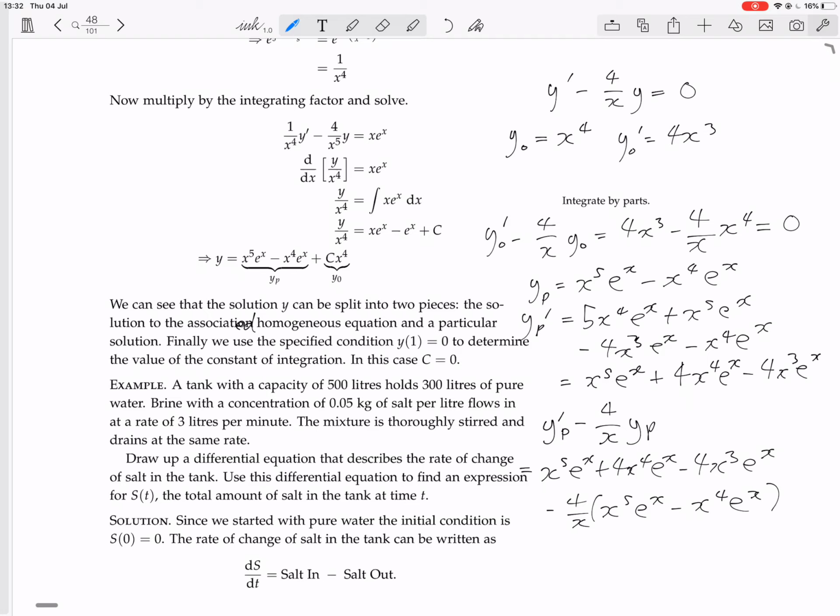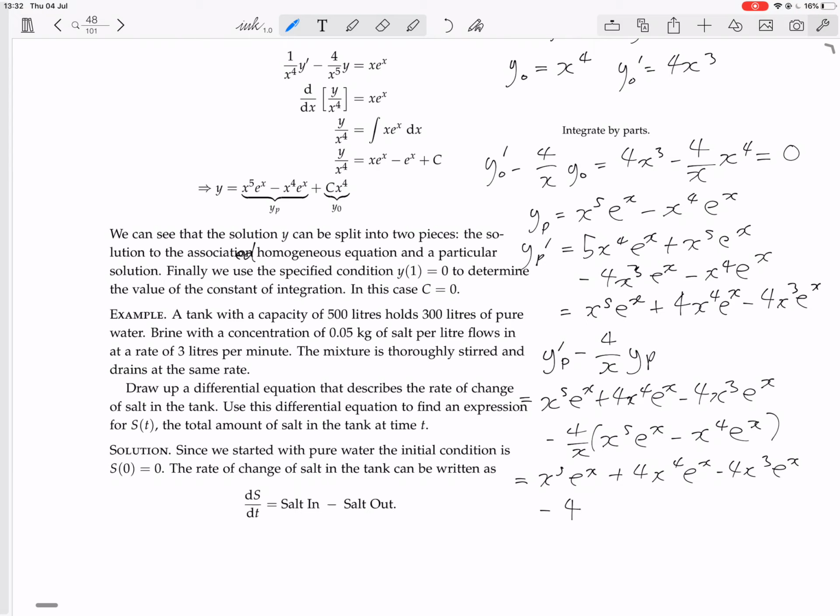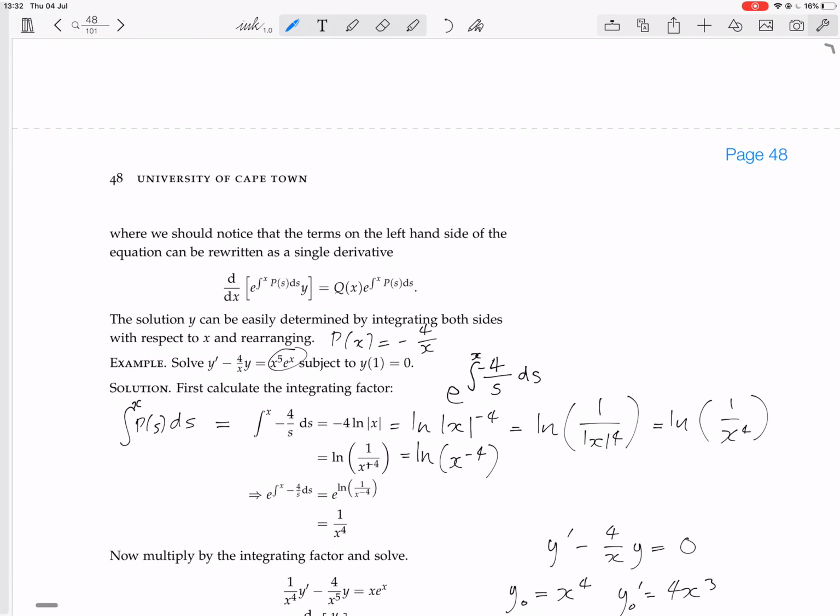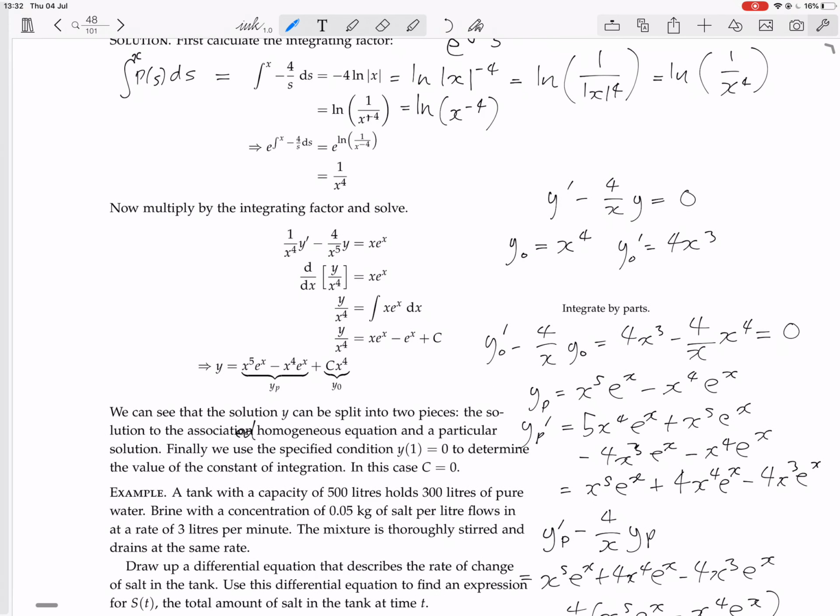Okay, of course. So this whole thing becomes x to the 5 e to the x plus 4x to the 4 e to the x minus 4x cubed e to the x, minus 4x to the 4 e to the x, plus 4x cubed e to the x. So what does this come to? These two terms cancel out, these two terms cancel out, and we're just left with x to the 5 e to the x. Was that what we were meant to get on the right-hand side? Yes. Okay, so that really is a particular solution. So we've checked that our solution is correct.